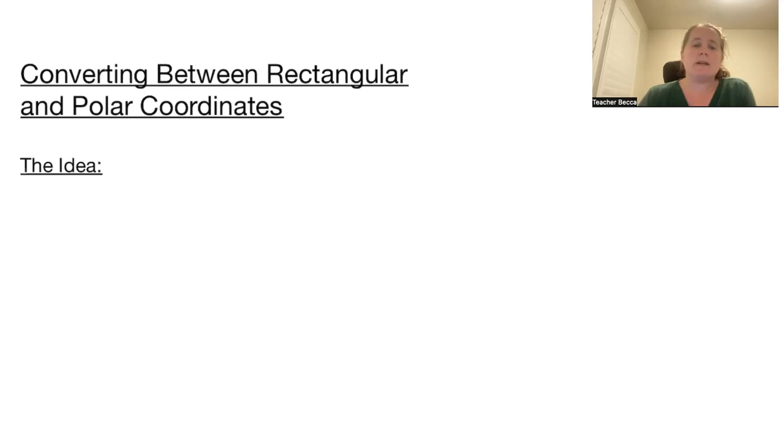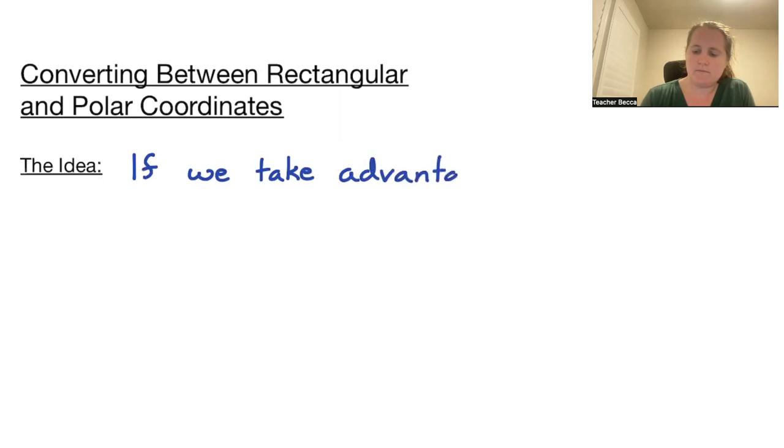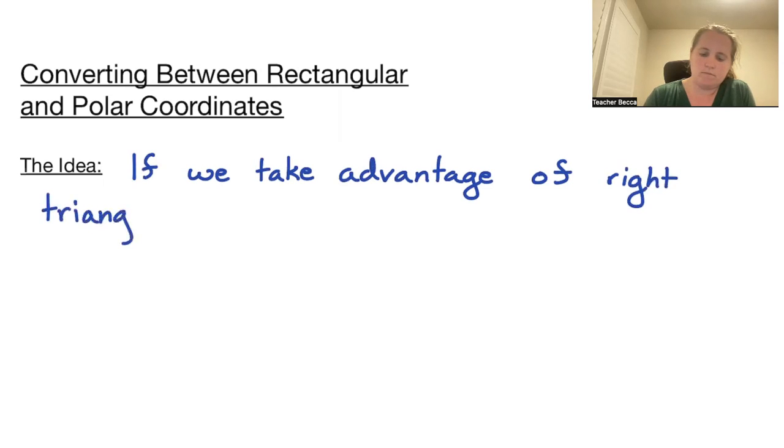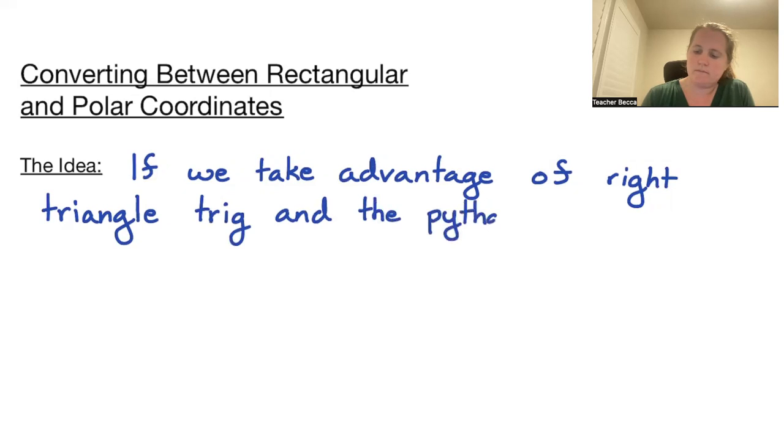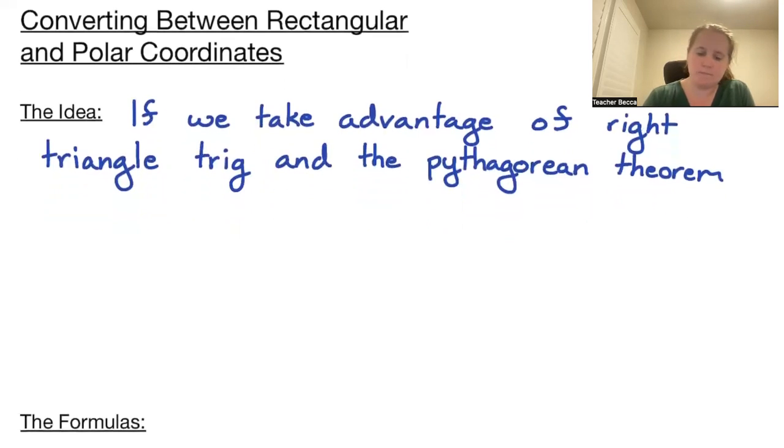Welcome to converting between rectangular and polar coordinates. So the general idea here is if we take advantage of right triangle trig and the Pythagorean theorem, we can pretty quickly go back and forth between the two.